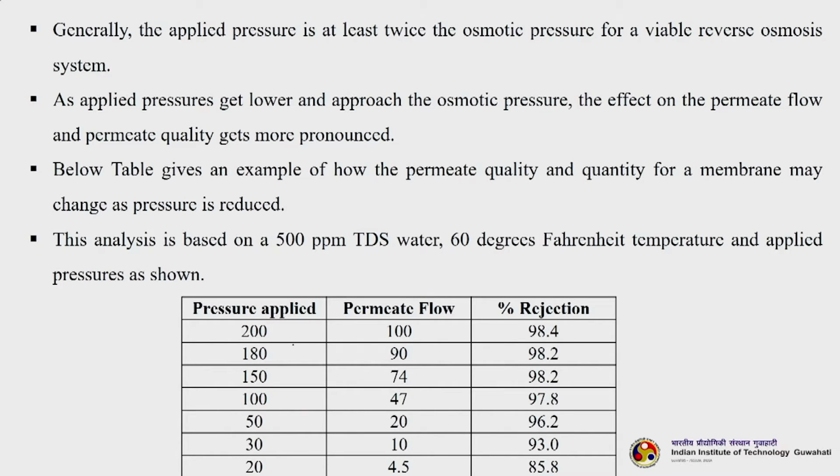As the pressure decreased, the permeate flow as well as the percentage rejection is decreasing. So, when we move from the lower to the higher side pressure, your permeate flow increases as well as your percentage rejection also increases.